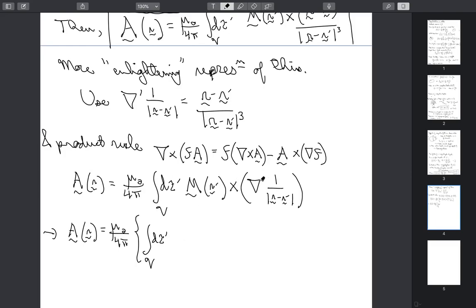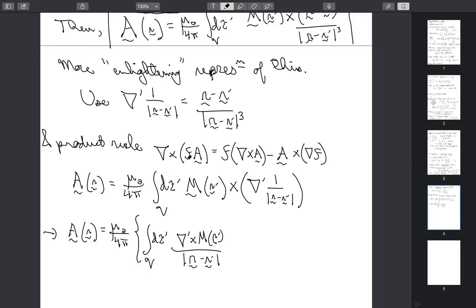Now I'm just using this identity for the prime coordinates, if you want. Okay, so what do I get? I get f, which is 1 over r, and A is just M, so I get the primed curl of M at r prime divided by r minus r prime. So that's the first term.